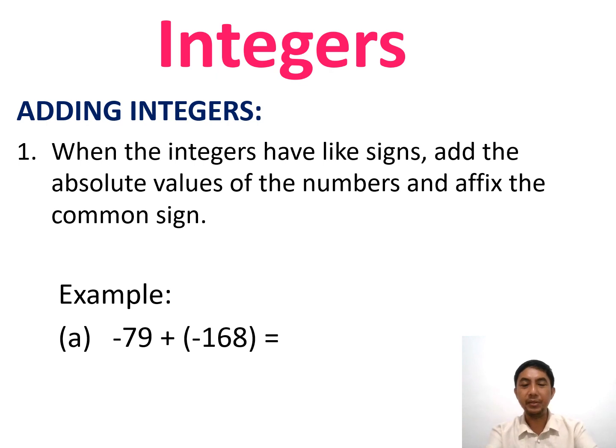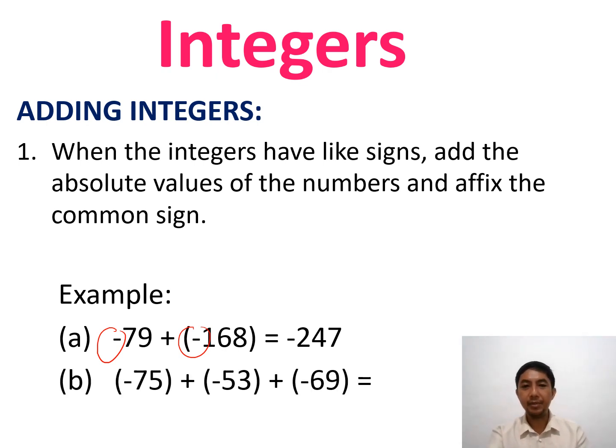So in this particular example, we want to add negative 79 and negative 168. Since both are negative, then we are going to add the two numbers. So 79 plus 168 is 247. But since the two numbers are both negative, so we copy the common sign negative. So the final answer should be negative 247.